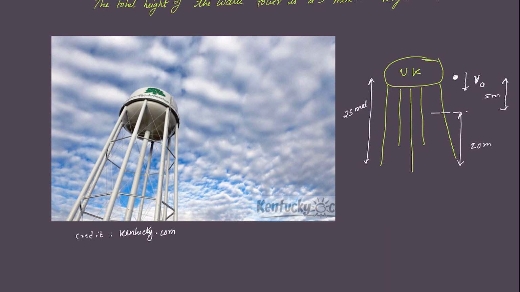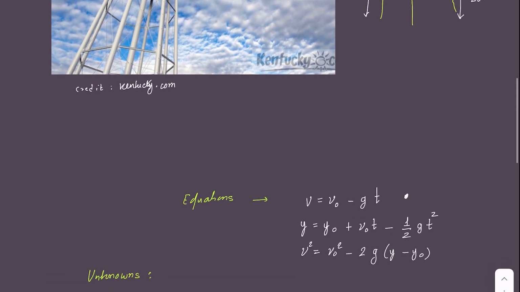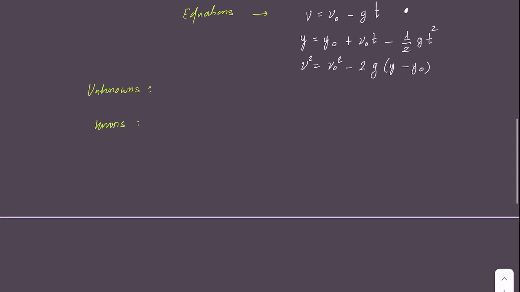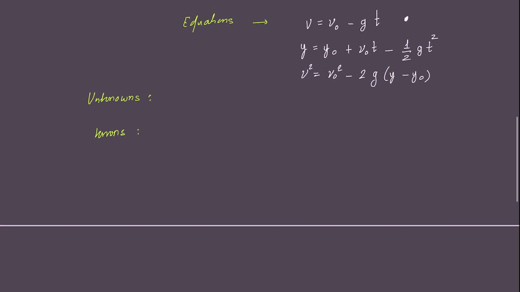So let's look at the equations right here. The equations that we will be using are v equals v naught minus gt, y equals y naught plus v naught t minus half g t squared, and v squared equals v naught squared minus 2g times (y minus y naught). The equations take this form because we are using the coordinate system where plus y is above and plus x is to the right.